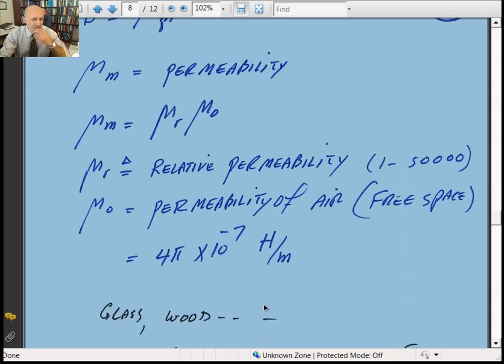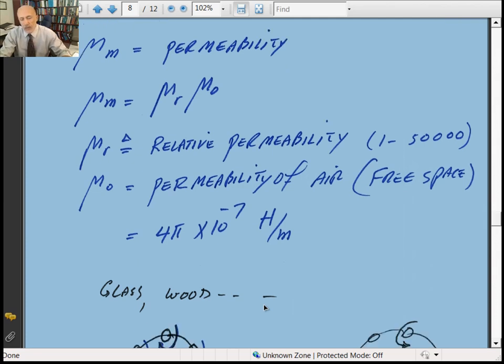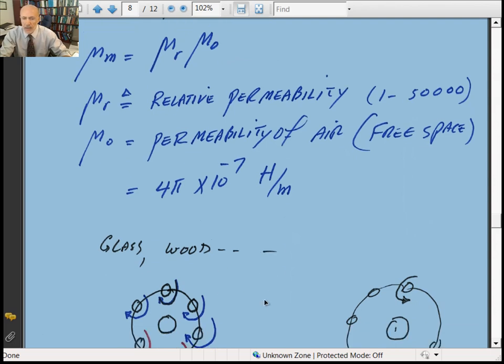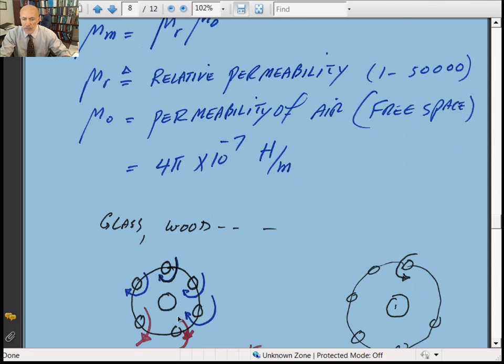Well, we need to look at to see what is the source of a magnetic field. There are some materials such as glass or wood or plastic that can never become a permanent magnet. The reason is, if you look at the atoms, you have the nucleus in the middle and the electrons in orbit. They're orbiting the nucleus at the same time that they're spinning around themselves, either in a clockwise or a counterclockwise direction.